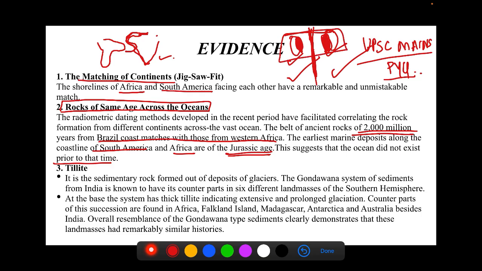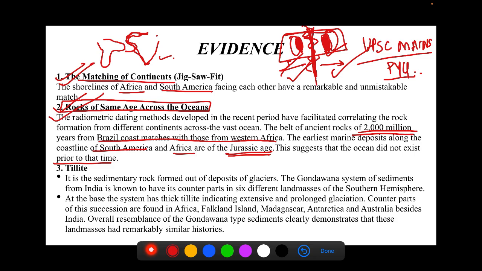And then somehow, due to some of the forces that we'll see, what forces did he mention for these continents to drift? Due to these forces, these two acted in the opposite direction. Right, so till now we have seen two evidences, that is the matching of the continents and the rocks of the same age across the ocean.